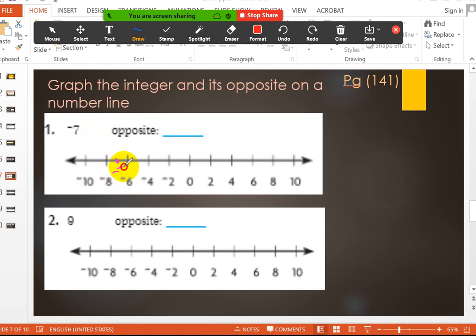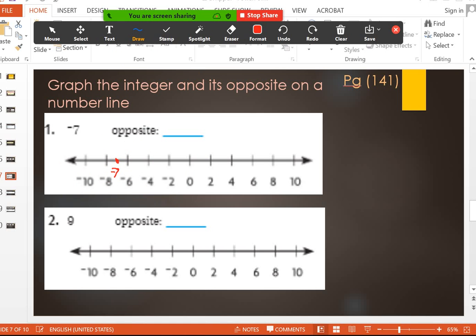Thank you. Now I want you to tell me what is the opposite of negative 7? Rina, are you with me? I think Rina closed the mic. Okay, this is negative 7, girls, between negative 6 and negative 8 in the middle. So what is the opposite of negative 7?